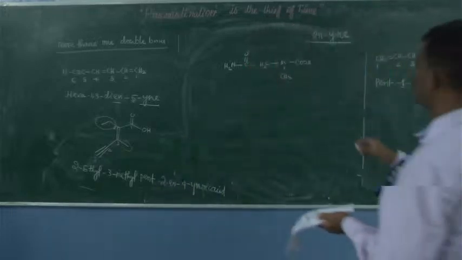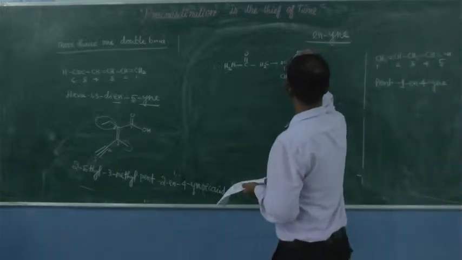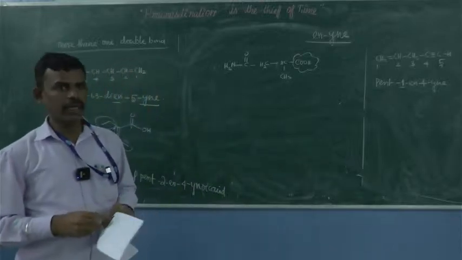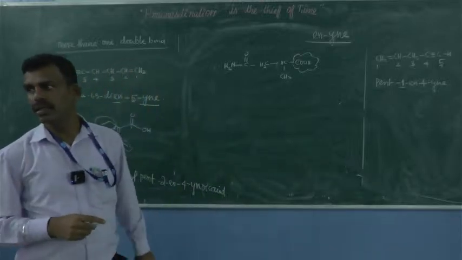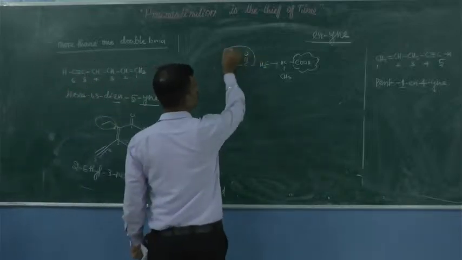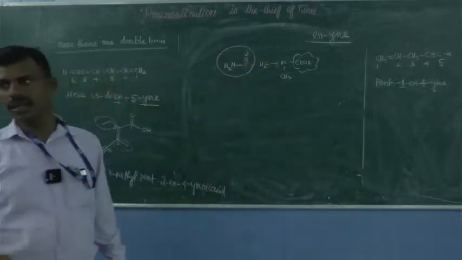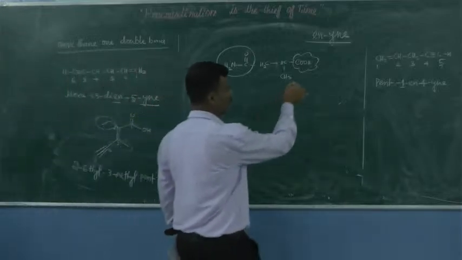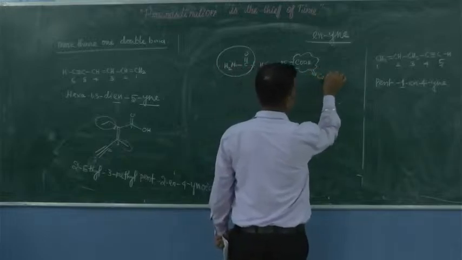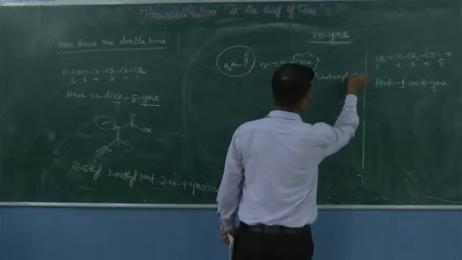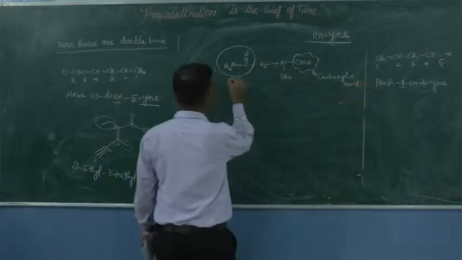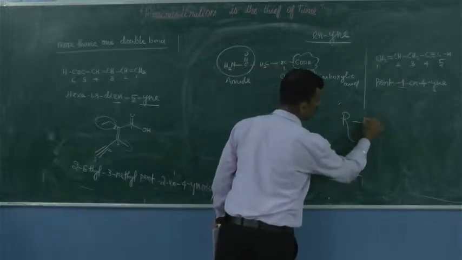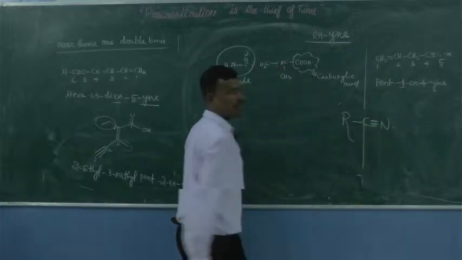Carboxylic acids. Okay. Where? Nitrile. Nitrile. Amide. Another? Amide. Is it clear? This is called amide. So this is called carboxylic acid. This is going to be amide. This is nitrile.